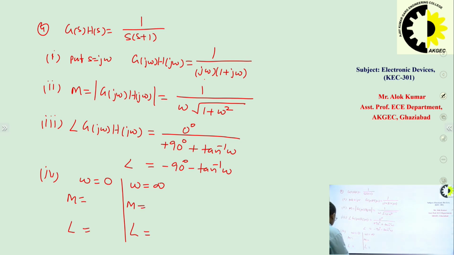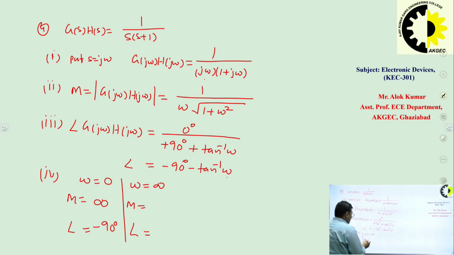So at omega is equal to 0, what will be the magnitude? Magnitude will be infinity, right? And angle will be, if I put omega is equal to 0 here, angle will be minus 90 degree, right?